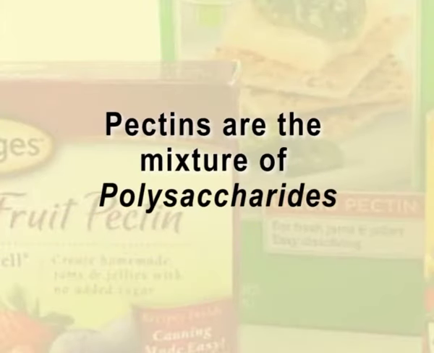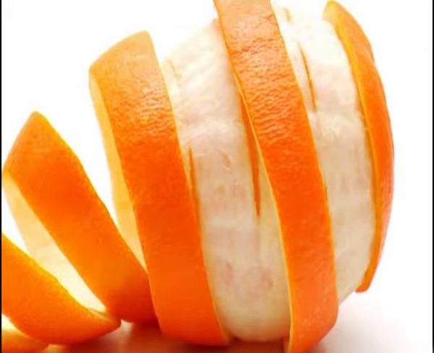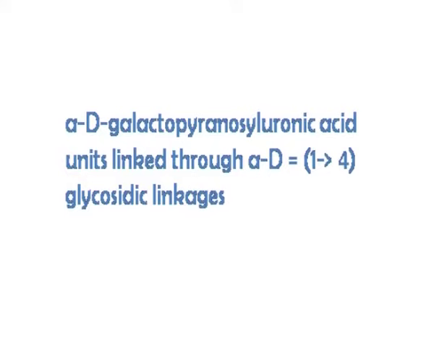Pectins are a mixture of polysaccharides found as a major component of cell walls in all plants, particularly apples or citrus fruits. Pectins are complex heteropolysaccharides composed primarily of essentially linear polymers of alpha-D-galactopyranosyl uronic acid units linked through alpha 1 to 4 glycosidic linkages. The polymer chains are esterified to various degrees with methanol.